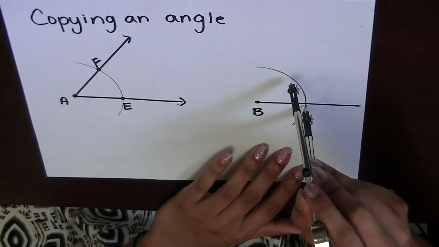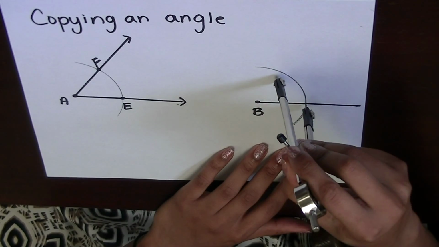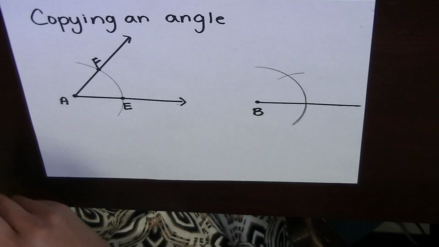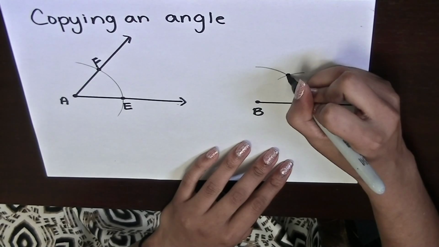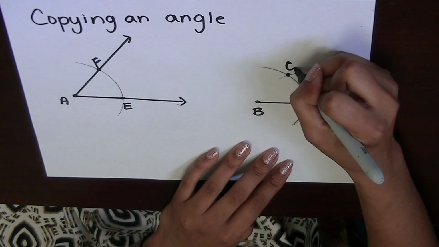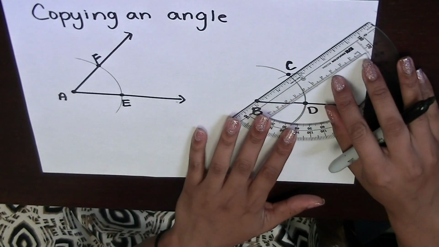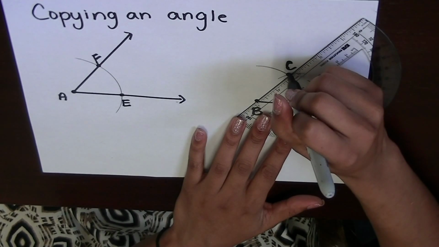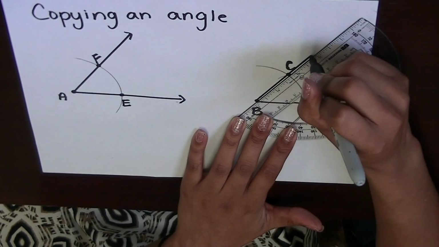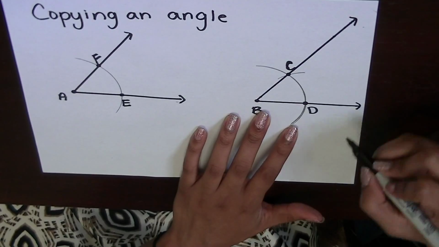Now you pick it up, you place it on the intersection of the angle and this arc, and then you draw the arc to see where it intersects. I'm going to label this point C, and that intersection I'll call it D. And now you connect the point B to point C, and you successfully copied that angle measurement.